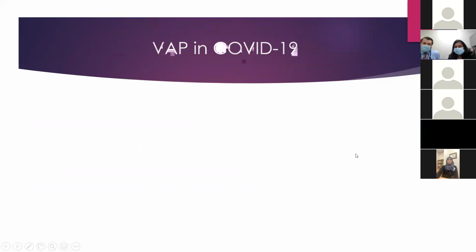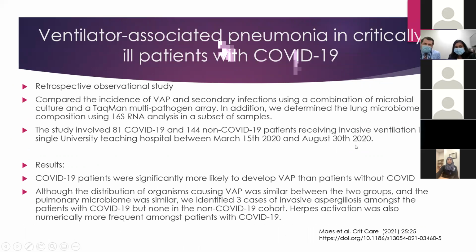So now we'd like to talk about ventilator-associated pneumonia with COVID. This was a retrospective observational study, and it was looking at VAP and secondary infections using a combination of culture and a multi-pathogen array. That's like PCR. And they looked at the lung microbiome using RNA analysis, and what did they see? They saw COVID-19 patients were significantly more likely to develop VAP than patients without COVID.